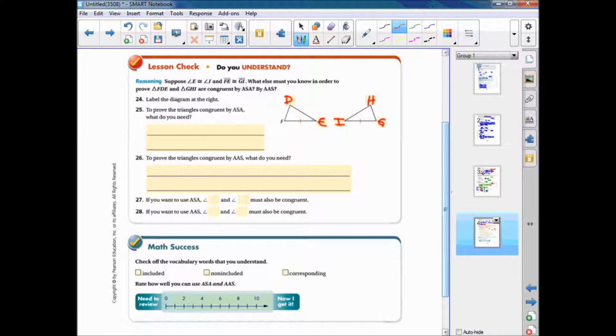All right, so to prove the triangle is congruent by angle, side, angle, what do we need? Okay, well, we need 2 pairs of congruent angles, and we need the included side to be congruent. So 2 pairs of congruent angles and 1 pair of included congruent sides.